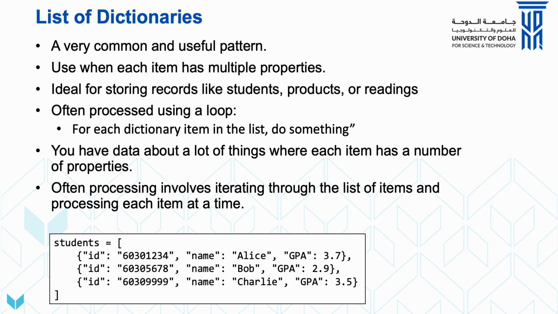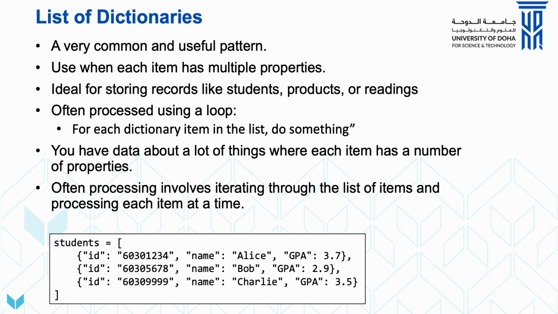All right, so as I said here, list of dictionaries is a very common, useful pattern, and what you do is you have this when you have a lot of things, and each one of those things has a lot of properties. In this case, we have a lot of students. Each student has a bunch of properties. It's really good for storing records, stuff that would come from a database. We use this all the time.